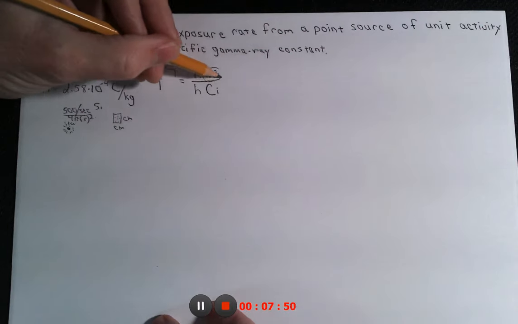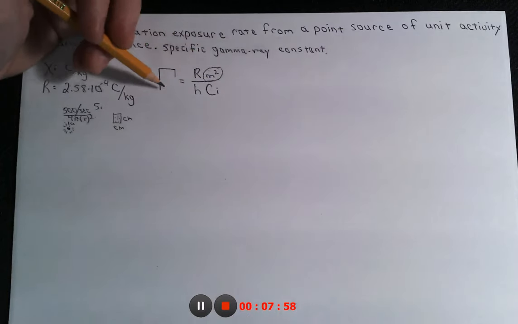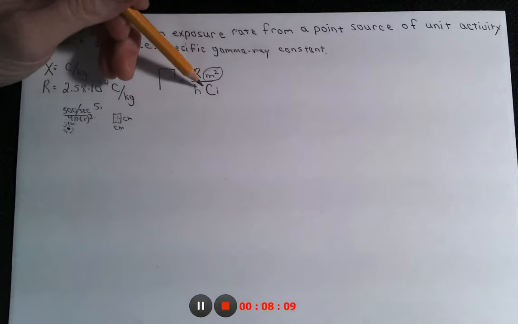This confuses people sometimes, and they put it in here for convenience sake because this unit is often paired up with what we call the inverse square law. And I'll explain that as well after we derive it, why it's convenient to keep this in here. And also, when we're using the specific gamma ray constant, why it's convenient, and how this relates to the inverse square law.